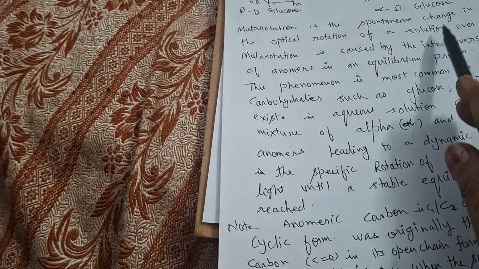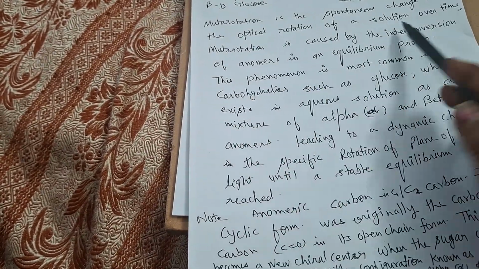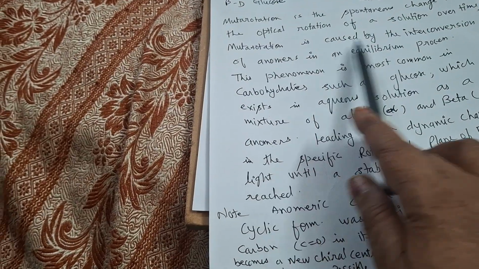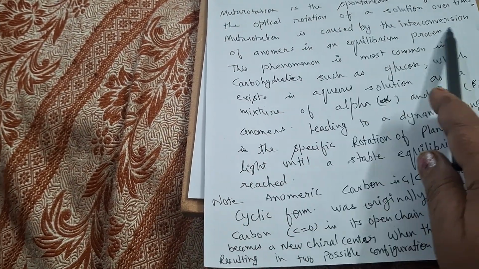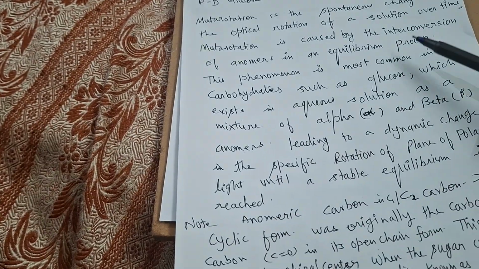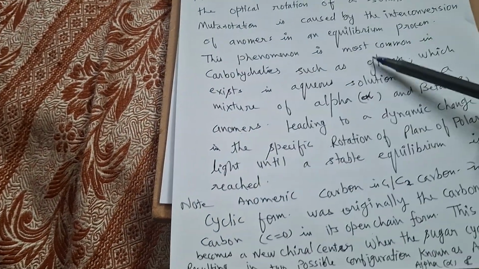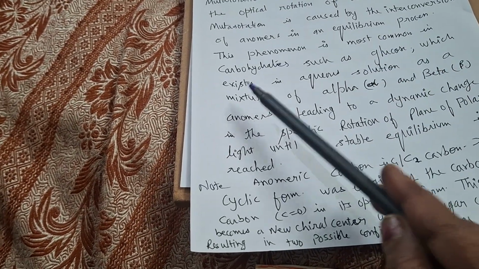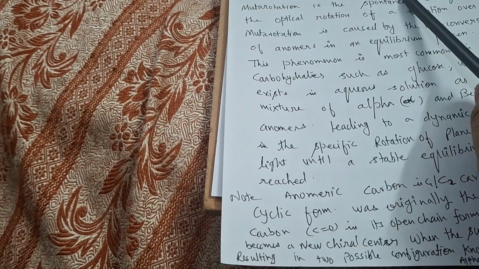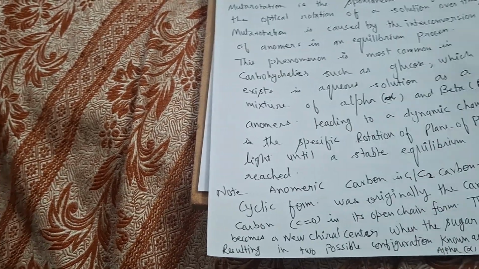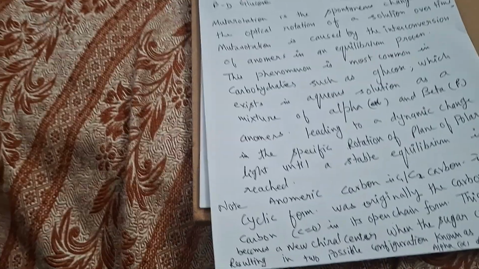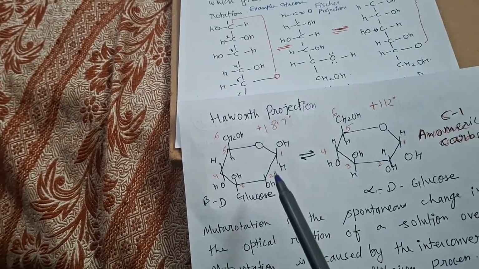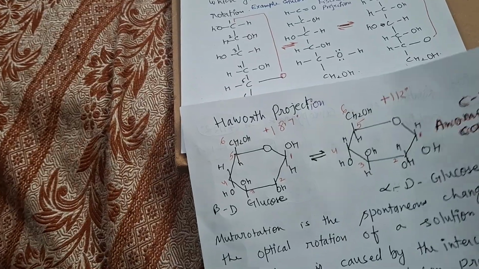Okay, so mutarotation is a spontaneous change in the optical rotation of a solution. Over time interconversion takes place. Mutarotation is caused by interconversion of anomers in an equilibrium process. This phenomenon is always possible in carbohydrates. Both the alpha and beta forms are there, as well as the open chain structure. Earlier I told you about the open chain, so I am not showing it now. We can draw it like this. This is the Fischer projection, this is the Haworth projection. They can ask for any type of projection.